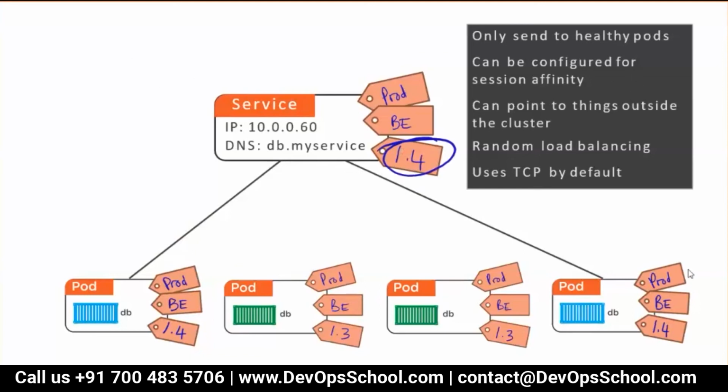So in short guys, what is the service? Service has certain characteristics, and it only sends the traffic to the healthy pod. Now when I say healthy, healthy itself has certain definitions here. Healthy means the pod should be in a ready state. It's not in running state, it should be in a ready state. Now there is a difference between running and ready state.